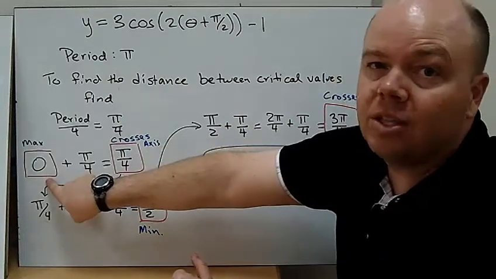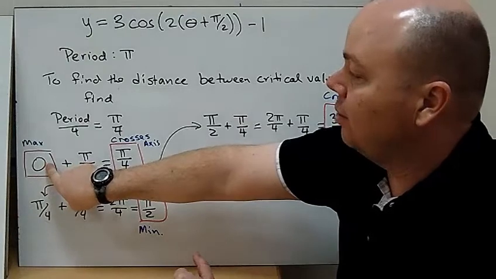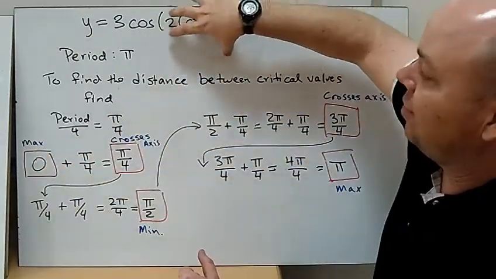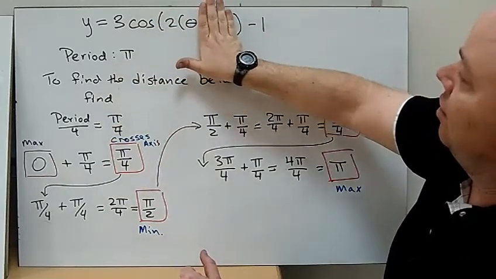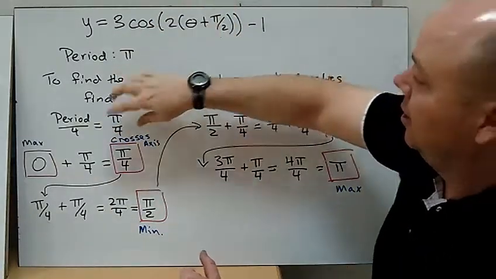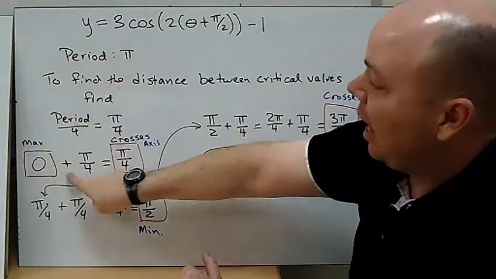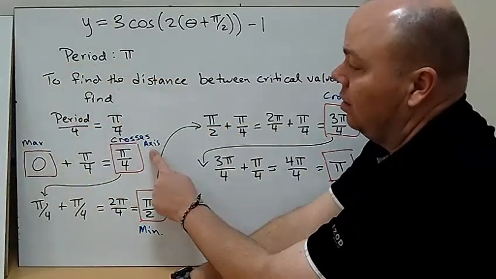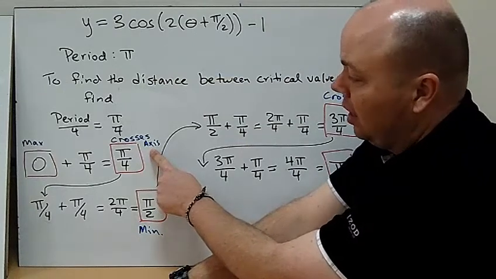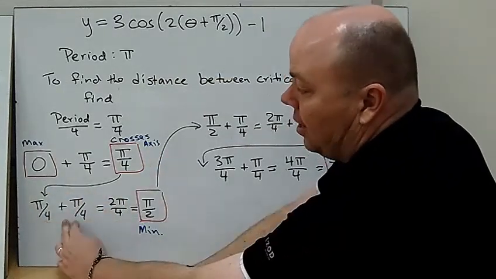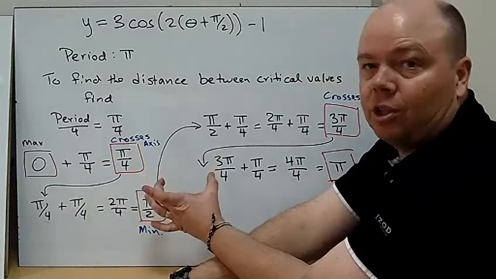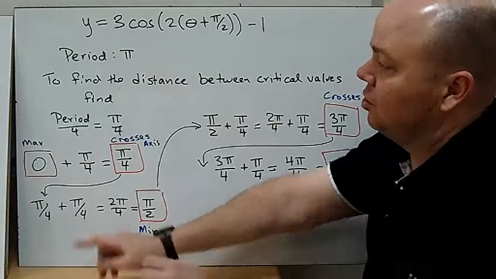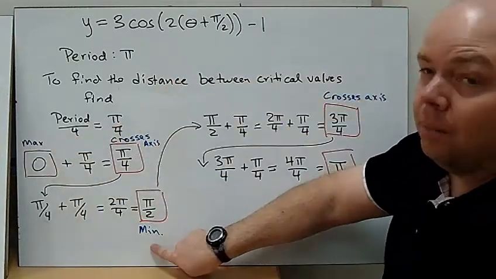It has a maximum at 0, so that's one critical value. That's a starting point, and that's not this function, that's without the phase displacement. Okay? So it has a maximum here. I add pi over 4, and that gets me the next, where it's going to cross the sinusoid axis. Okay? So I bring that down, add another pi over 4 chunk, and that gives me 2 pi over 4, or pi over 2, and that's the minimum. So maximum, crosses, minimum.